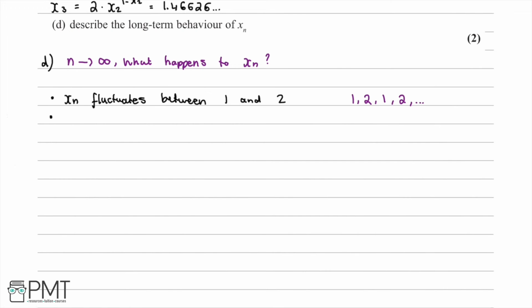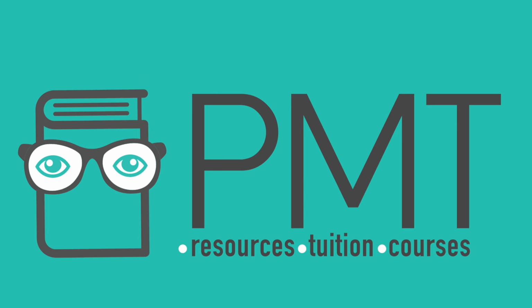And this also tells us that the behavior of xn will be periodic. And we have to think, what will the period be? So the period will be 2 because of the way it's oscillating, so with period 2. So this question was worth 2 marks, and we receive 1 mark for each statement we make here, which is about the periodicness and the fluctuation of x of n as n gets large.